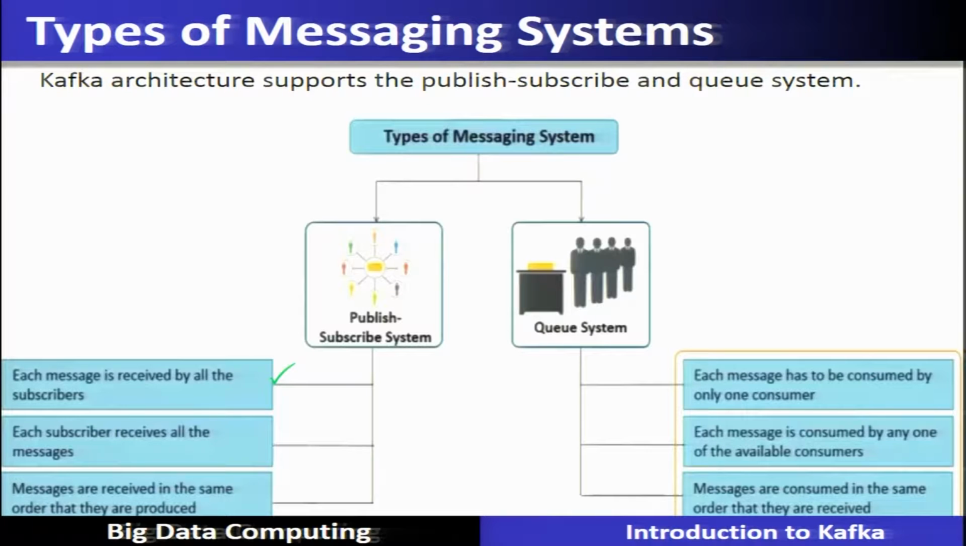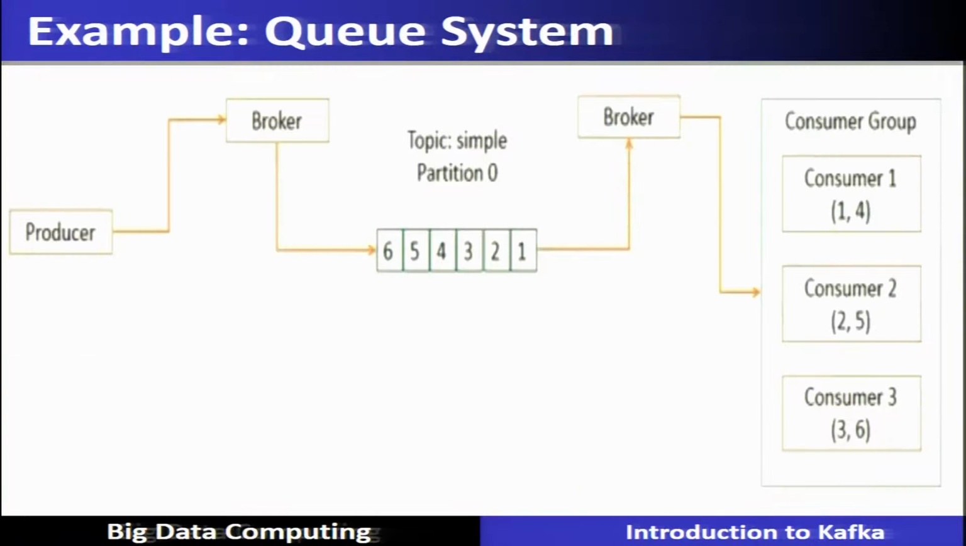Whereas in the queuing system, each message is consumed by only one consumer, any one of the available consumers, and messages are consumed in the order in which they are removed. So there is a difference between the queuing and publish-subscribe systems. Both models of messaging system are supported in the Kafka architecture.